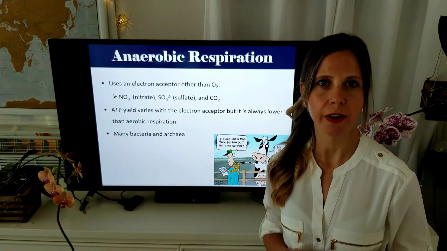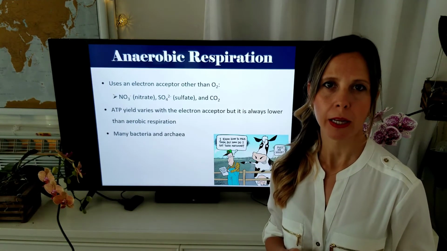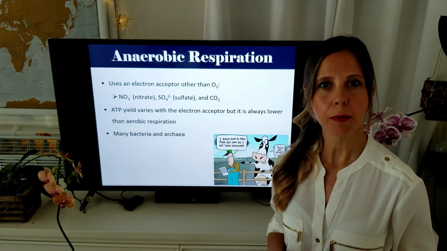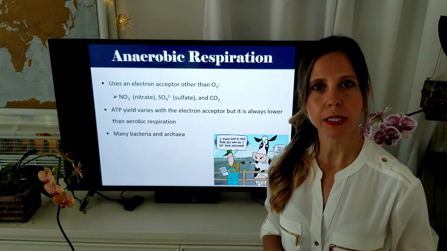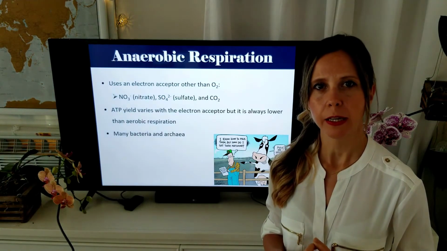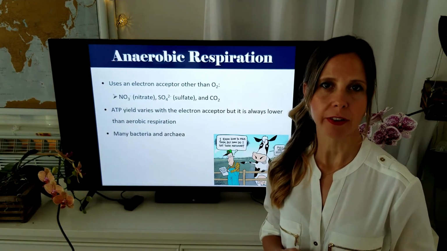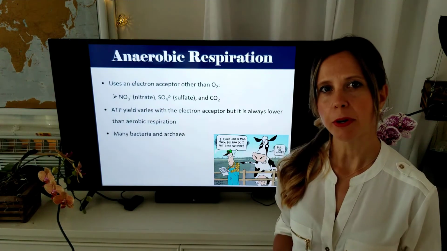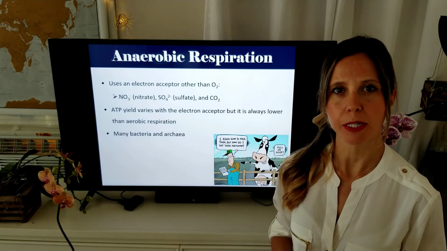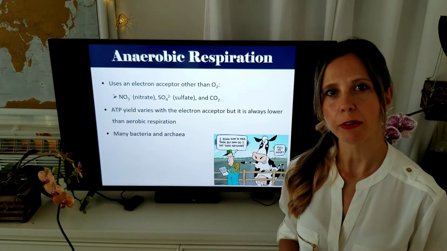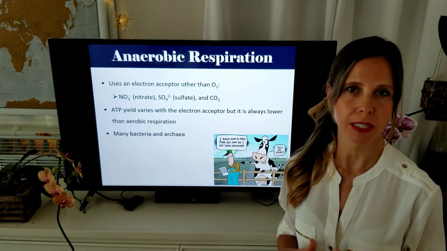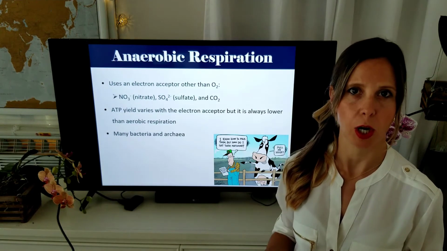Anaerobic respiration is very similar to aerobic respiration. There will still be glycolysis, there will still be the Krebs cycle, and there will still be the electron transport chain. The difference between aerobic and anaerobic respiration is the final electron acceptor. In aerobic respiration, that final electron acceptor is oxygen, but in anaerobic respiration, the final electron acceptor is something other than oxygen, such as carbon dioxide.